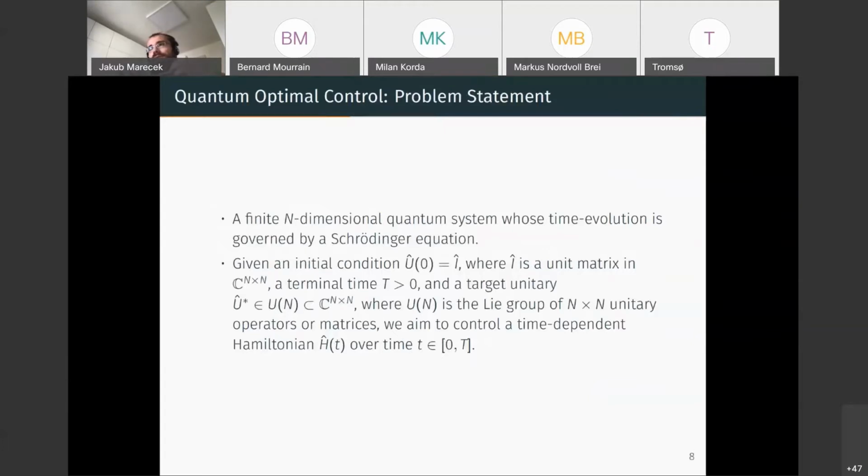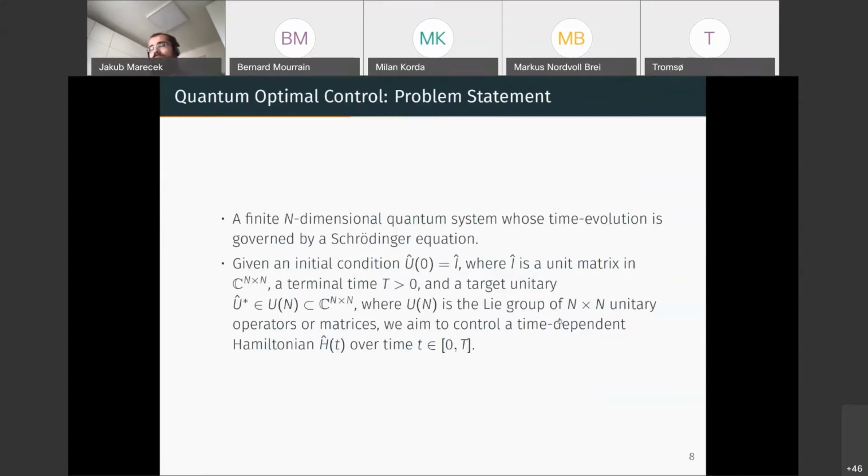Now for the formalization of the problem. We consider a finite n-dimensional system whose time evolution is governed by the Schrödinger equation. We have some initial condition, which could be the unit matrix. We have some terminal time, some time horizon, and we have some target unitary, which we would like to obtain at the terminal time. Throughout the talk, we'll be comparing this target unitary, which is given to us, with the unitary we really get by the linear evolution equation at time t, or some approximation thereof.